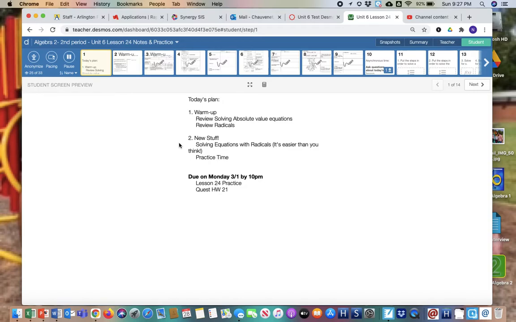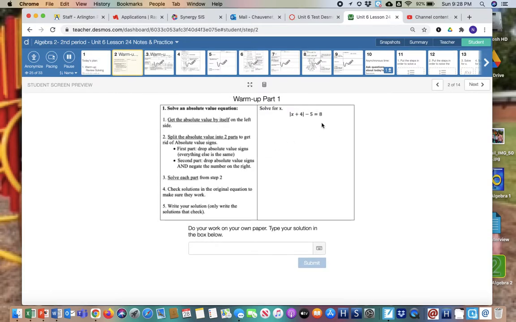4, Notes and Practice. So this is our first lesson in the new unit, Unit 6, which is solving radical and rational equations. In this lesson we're working on solving radical equations. But first, let's start with a little review of absolute value. Here it reminds you how you solve absolute value.